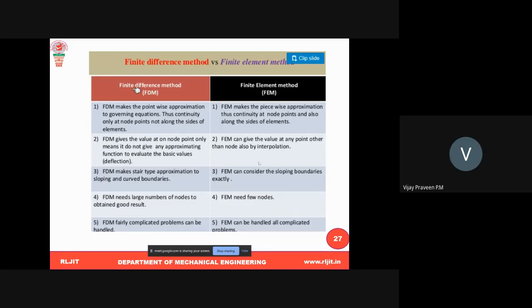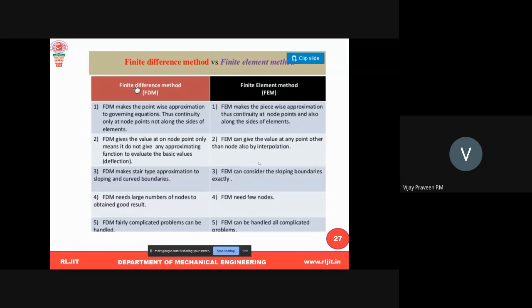As I said, Rayleigh's method is an analytical method. This is only the numerical methods. Both are numerical methods only: FDM, FEM, finite volume method, boundary element method. All these are numerical technique methods. So, in these two, what is the difference we are seeing?